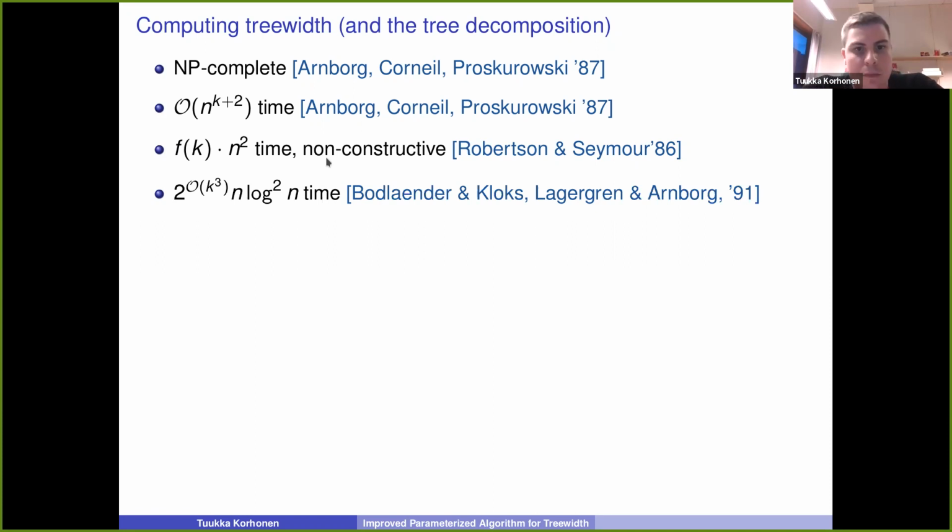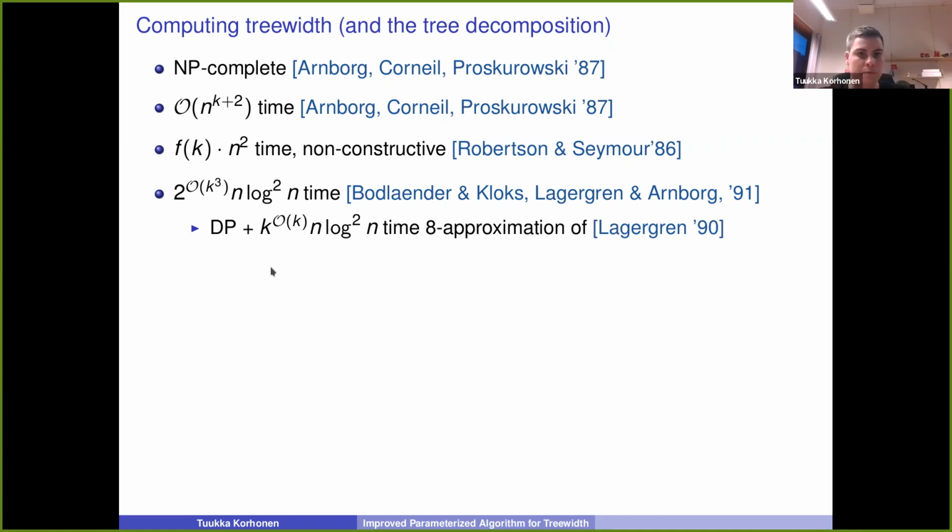A more constructive, more practical algorithm was given by Bodlaender and Kloks, and Lagergren and Arnborg, independently. There are two separate papers in ICALP '91 where they got the time complexity to be, instead of a huge f of k with some forbidden minors, only 2 to the O of k cubed times n log squared n. What's going on in this algorithm is that first it uses an 8-approximation for treewidth given by Lagergren in 1990 with this kind of time complexity, and then it uses dynamic programming on top of the tree decomposition to compute treewidth exactly.